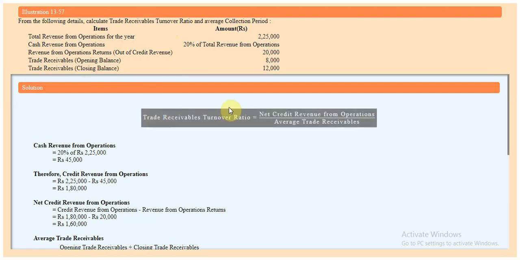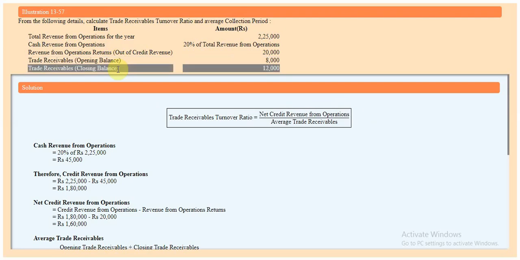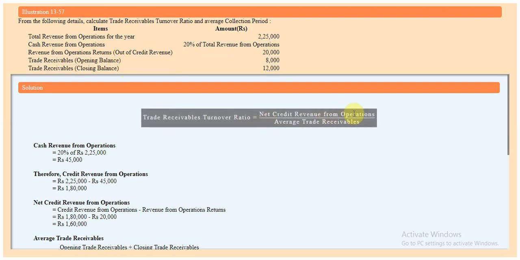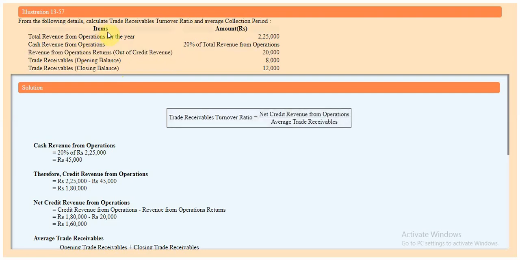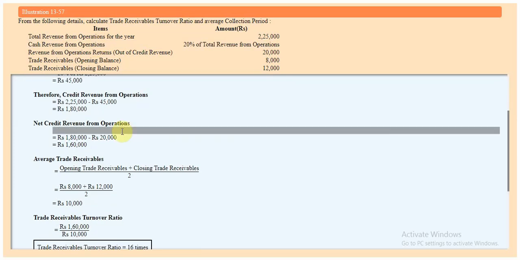Well friends, according to the formula for calculating trade receivables turnover ratio, we need the net credit revenue from operations and the average trade receivables. There, we won't have any problem calculating the average trade receivables because we are directly given the opening balance and the closing balance of trade receivables. But net credit revenue is not given directly to us, friends. We have the total revenue and the cash revenue. So we will have to subtract the cash revenue from the total revenue to get the credit revenue.